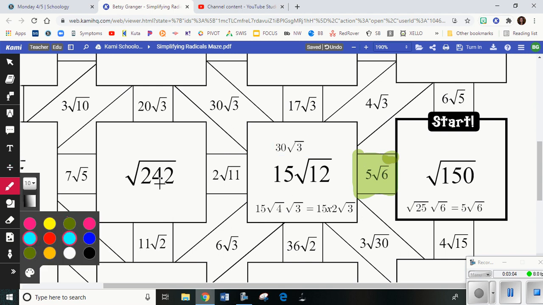Okay, so then 30 square root 3 is my answer, so this is the direction I move in. And again, you can circle it, you can draw an arrow, you can highlight it, whatever works for you.